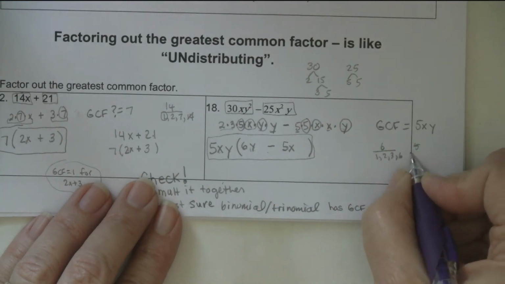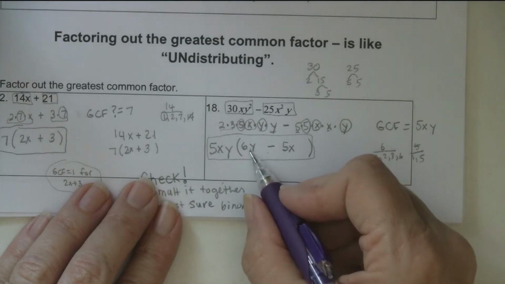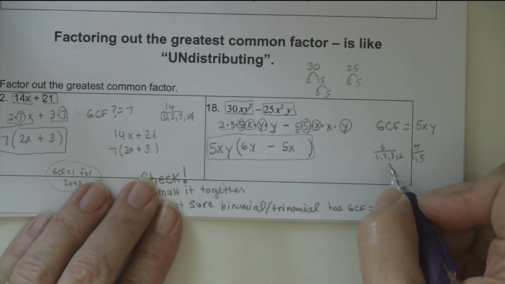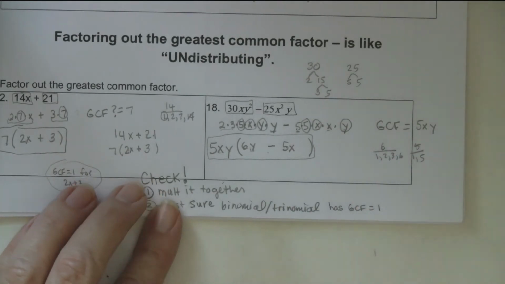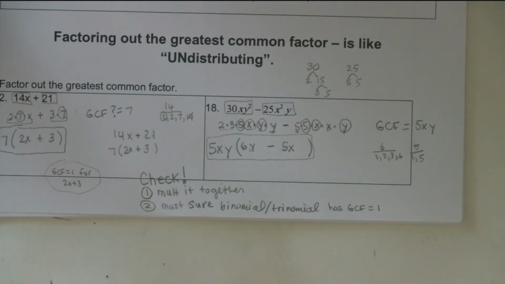5, same way, right? It's 1 and 5. And so what do they have in common? What are the things that divide evenly into both of these? Well, only 1. They only have 1 in common. And so you can't factor out the 1. You don't want to factor out the 1. And so you're just done.